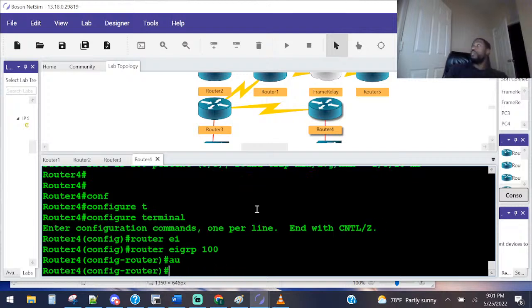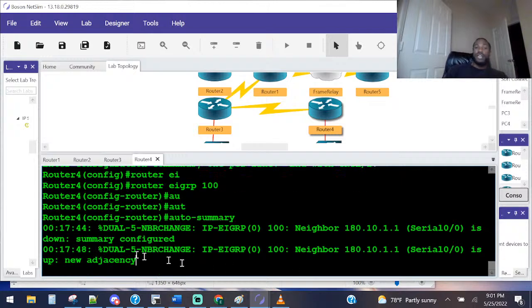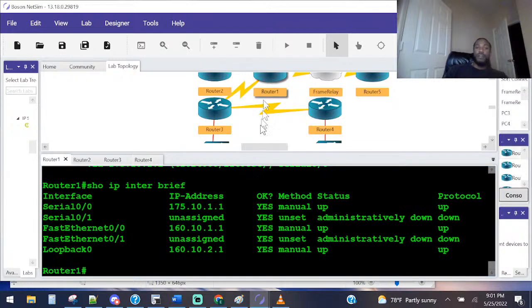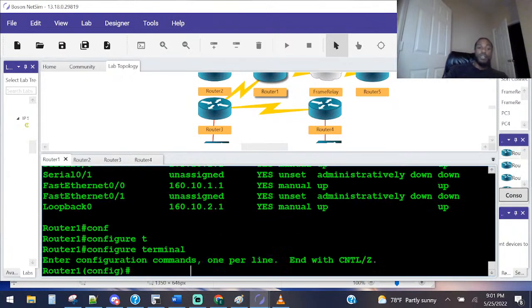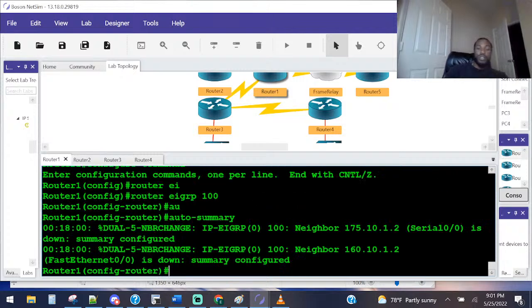Oh, they also said we needed to do auto summary, right? Automatically summarize networks. So I have to make sure I do that anyway. Auto summary there. It's going down, and it's going to come back up. Let's make sure we do that on all of them so that we get graded correctly. Router EIGRP 100, auto summary.